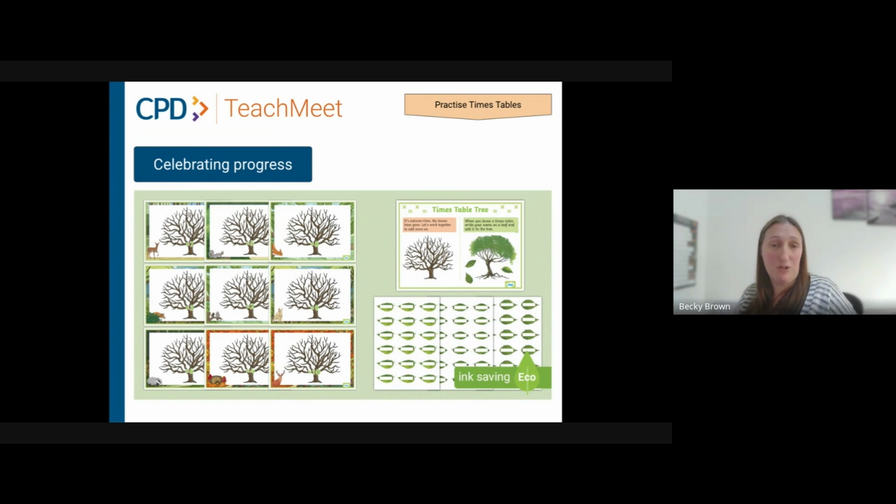Have a lovely classroom display. It starts out in the autumn term, no leaves, very bare, and as your children are learning their tables, they can add their leaves to the tree. So by the time you get round to the MTC, you've got this lovely lush tree full of times tables knowledge. Just a really lovely visual way, and something to celebrate the maths in your classroom as well.